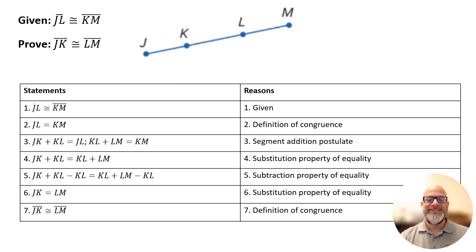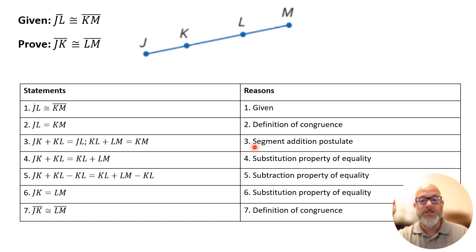Here we go. How'd you do? Okay, this says JL is congruent to KM. That's our given. No problem. Now, what can we always do with these congruency statements? Make them equality statements using the definition of congruence. Now we're going to use this new, very important postulate, the segment addition postulate. Look, JK plus KL equals JL. KL plus LM equals KM. That's what we got right here.